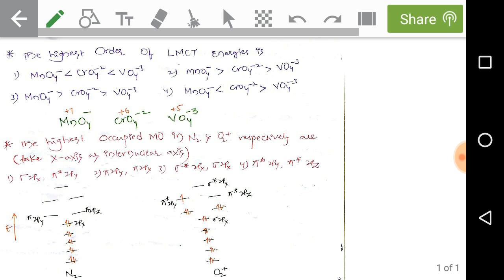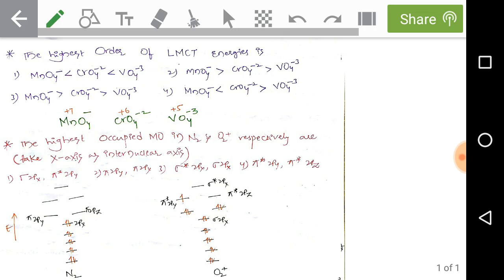Now whenever we fill the electrons, the highest occupied electrons will be in 2px, that is sigma 2px. Okay, right, and whenever we come to O2 plus, the highest occupied electron moves on to pi star 2py. So the first option is the correct answer for the given problem, right?